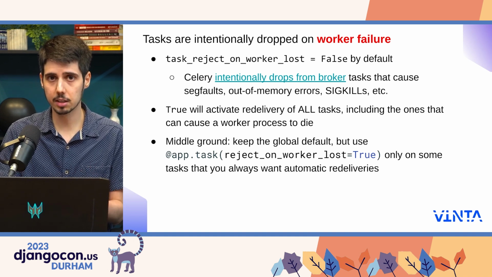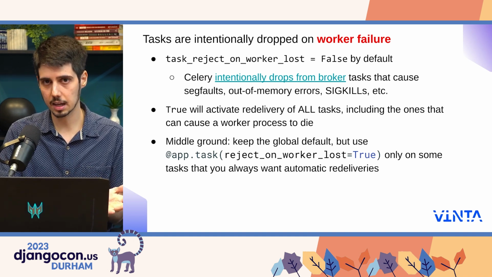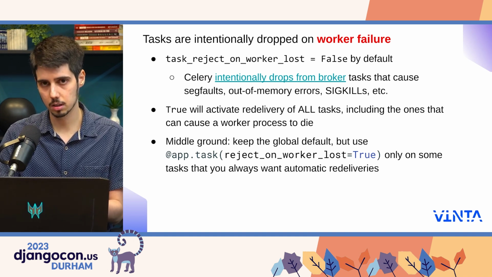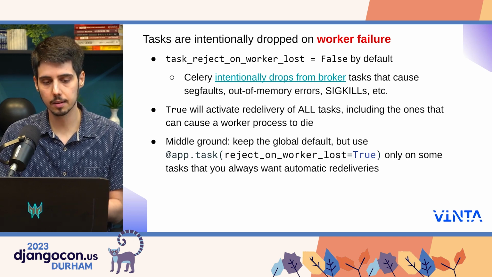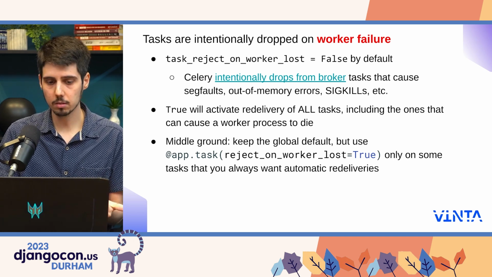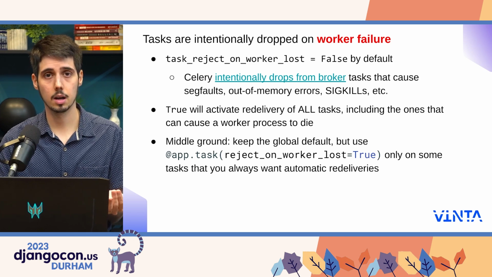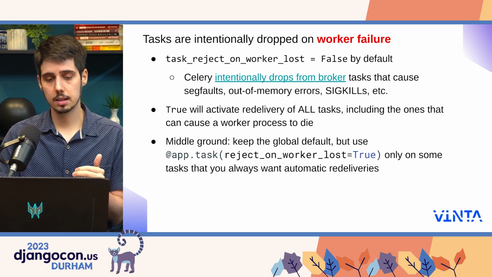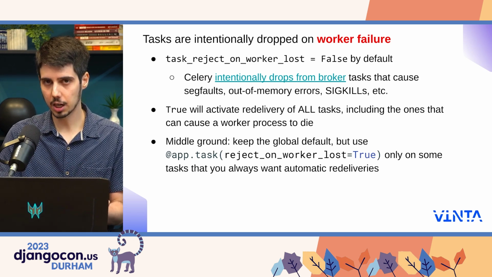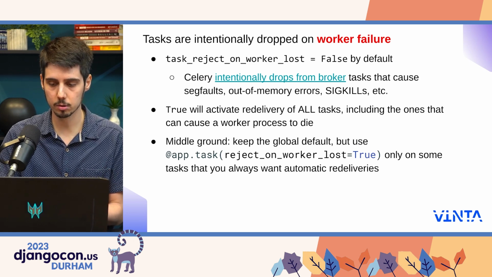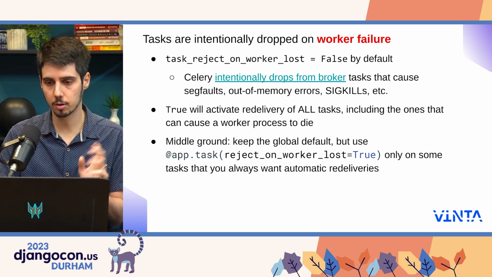So what Celery is trying to achieve here is to not have tasks that cause the worker to die be redelivered, right? You can have a middle ground if you have tasks that sometimes fail, but sometimes they work. On those tasks, you can change the task reject on worker lost setting, and you can keep the global default as it was before, false.